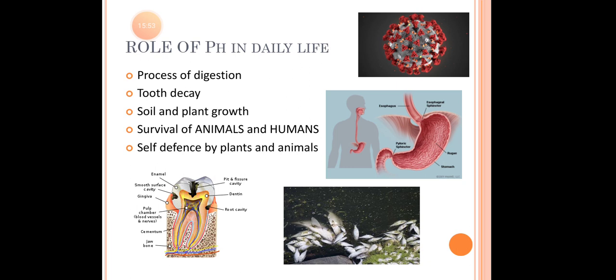In the same way, the third point shows soil and plant growth. Yes, the soil pH also should be 7. If the pH of the soil is 7, that helps the plants to grow well. In case the pH increases, the soil becomes acidic. In case the pH of the soil decreases, the soil becomes alkaline. Either way, it is not good for the plants to grow. If the plants have to grow in a healthy way, the soil should maintain a value of 7.